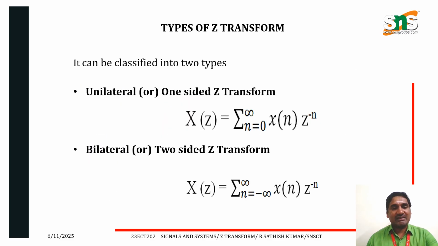Then the types of Z transform. It can be classified into two types: unilateral or one-sided Z transform, and bilateral or two-sided Z transform. Unilateral Z transform is defined as X of z equals summation n equals 0 to infinity x of n into z to the power minus n. Bilateral Z transform is defined as X of z equals summation n equals minus infinity to plus infinity x of n into z to the power minus n.